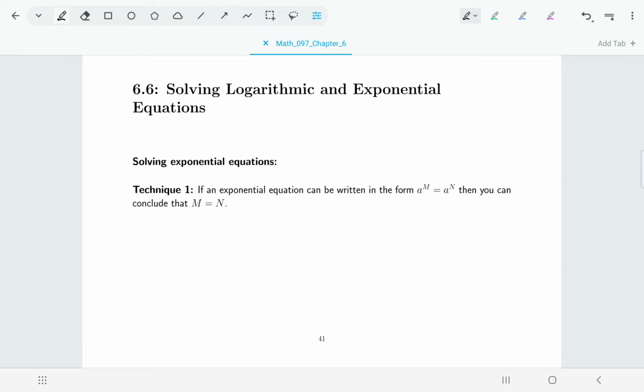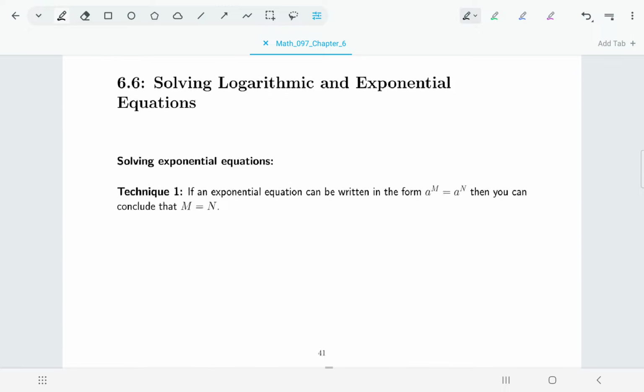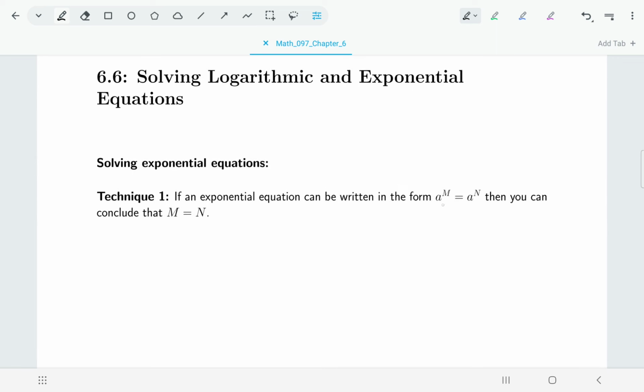So starting off with the easiest kind, which is if you have an exponential equation and if you can get it into this form where it's one exponential function equal to another exponential function with the same base, then you can say since you have two exponential functions with the same base equal to each other, then the powers must be equal to each other.